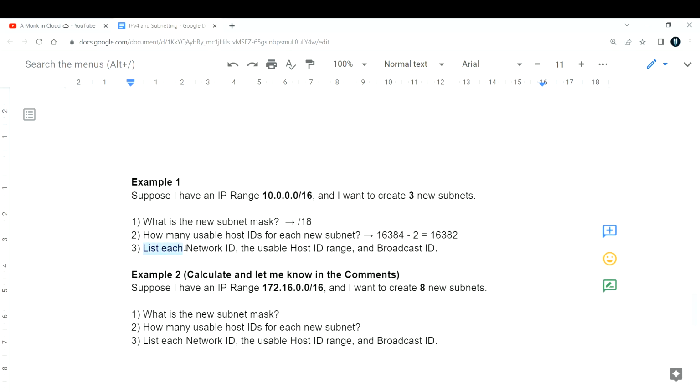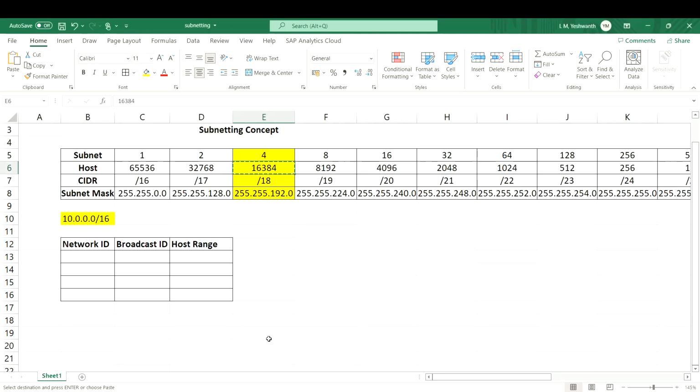Next, third one, list each network ID, the usable host ID, and the broadcast, right? We need to actually create subnets right now. Okay, first things first, we need to just know the network ID, right? So to know the network ID, first network, you always have to write whatever they have given in this particular range itself. Okay, so let me type in 10.0.0.0.